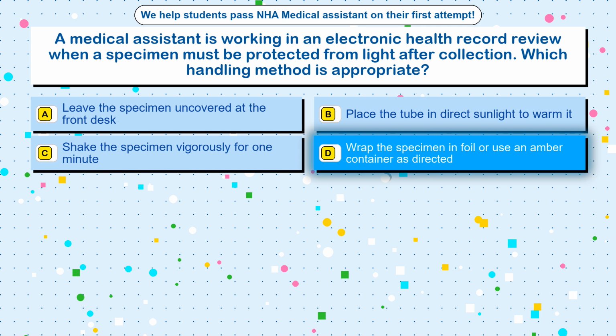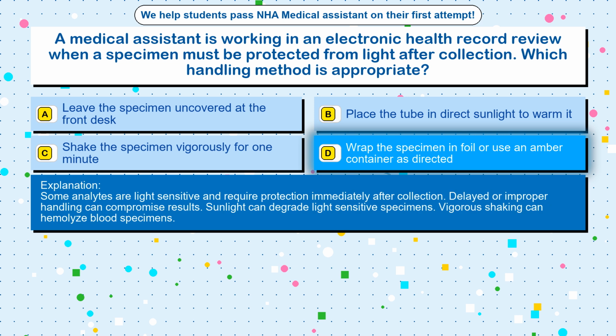Wrap the specimen in foil or use an amber container as directed. Some analytes are light sensitive and require protection immediately after collection. Delayed or improper handling can compromise results. Sunlight can degrade light sensitive specimens. Vigorous shaking can hemolyze blood specimens.